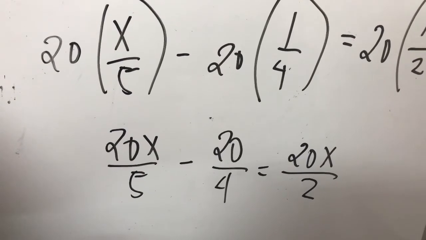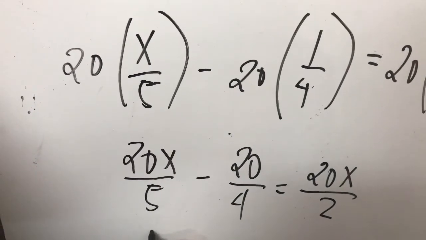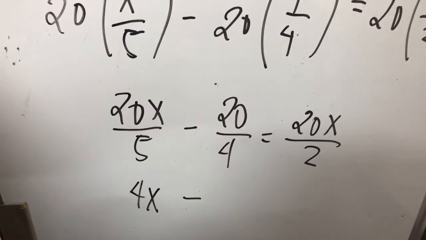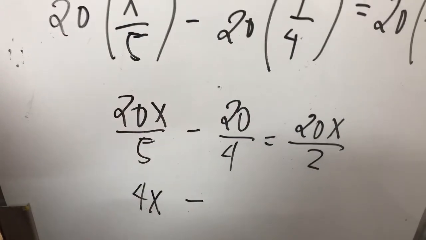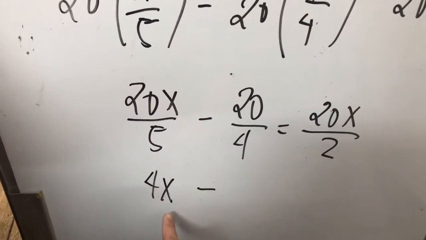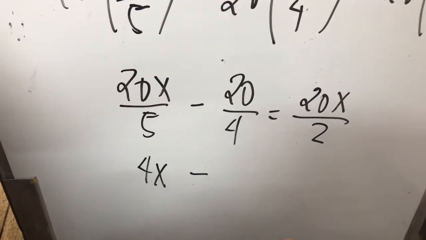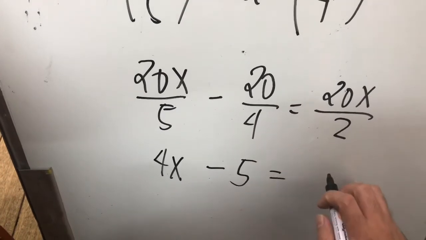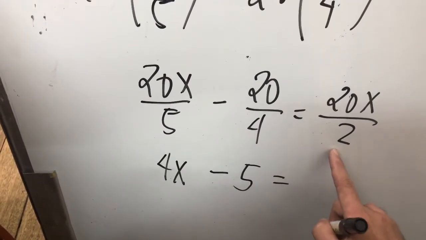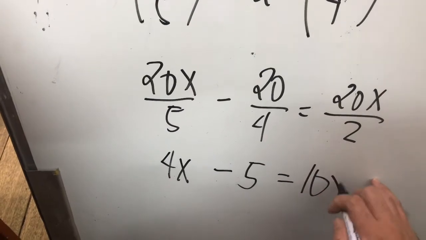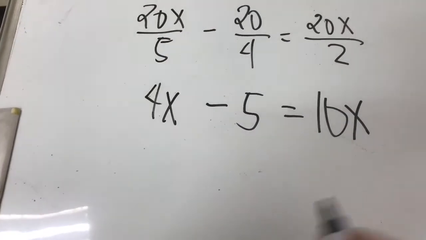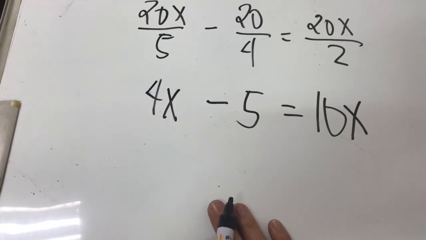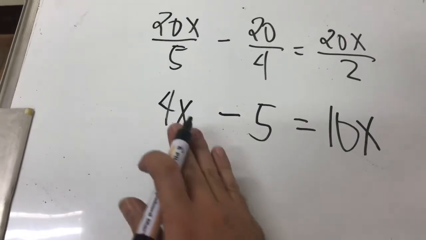So, yung magiging result na lang natin is that this is 4x minus, diba, 20 divided by 5 is 4. Kaya 4, copy the variable x minus 20 divided by 4 is 5 is equal to 20 divided by 2 is 10. Copy variable x.